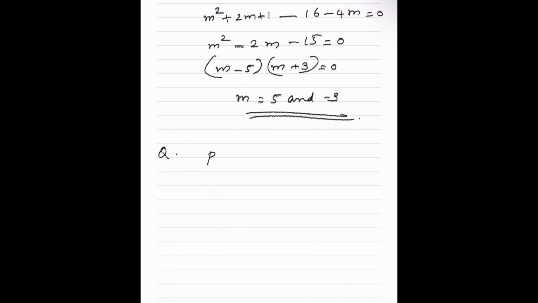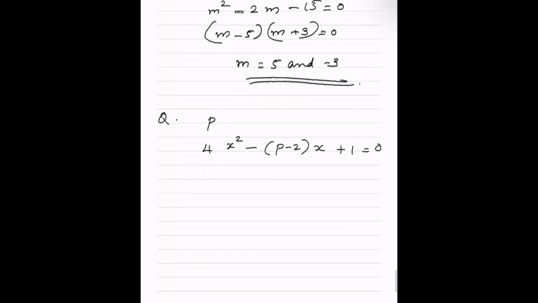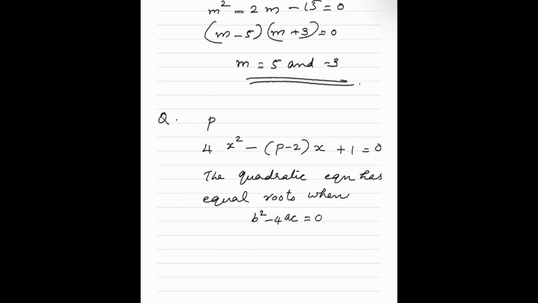Find the value of p if the following quadratic equation has equal roots. Again, they are talking about equal roots. Quadratic equation is 4x square minus p minus 2 into x plus 1 equal to 0. Okay, equal roots, when will you have them? That you have to write first. The quadratic equation has equal roots when b square minus 4ac is equal to 0.